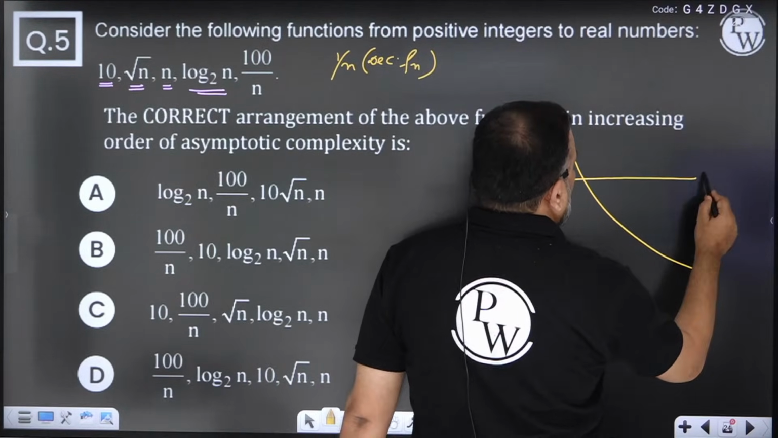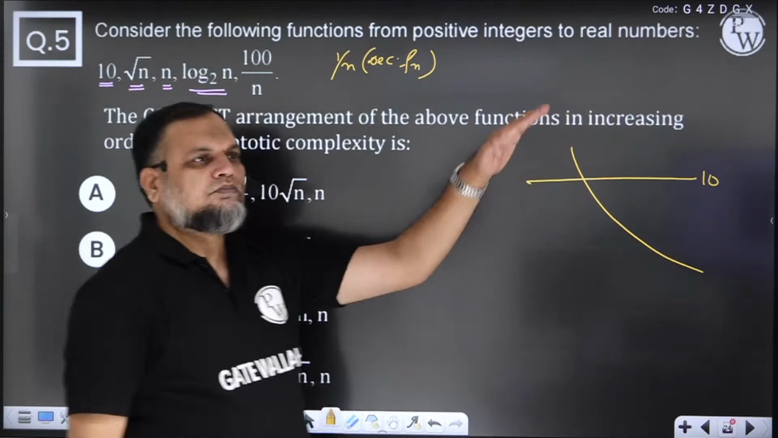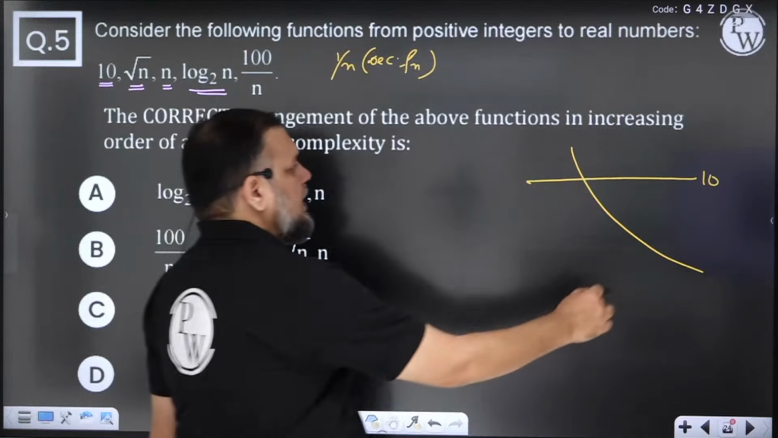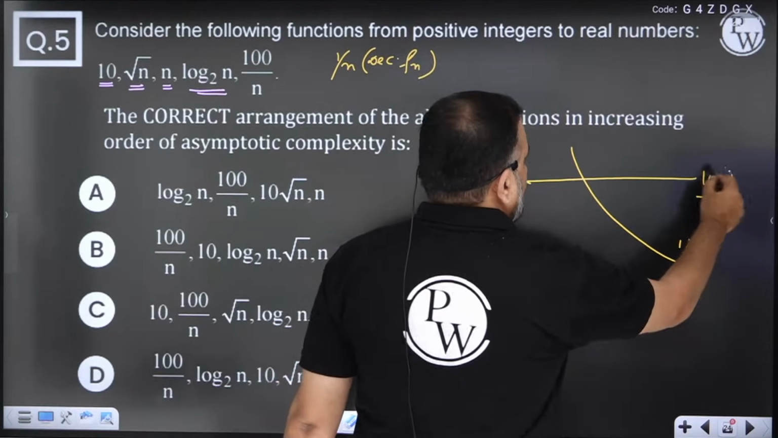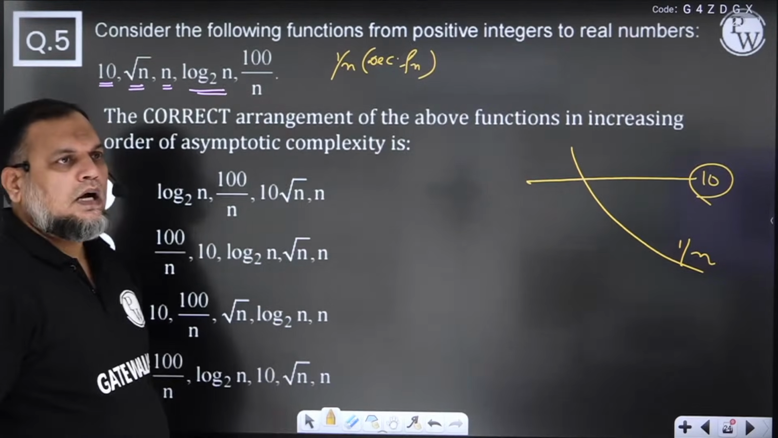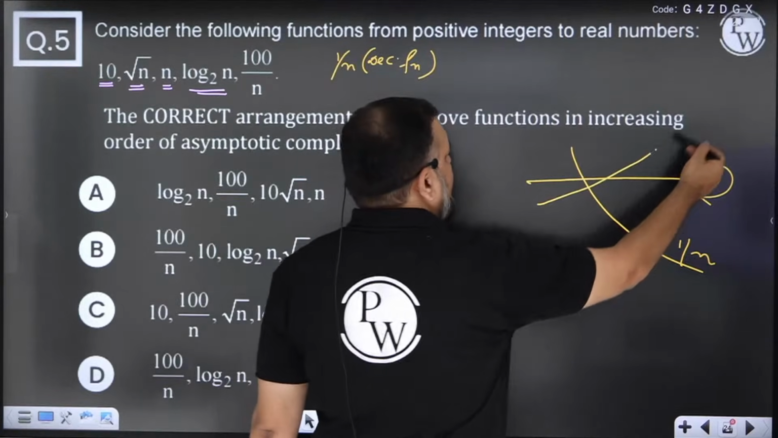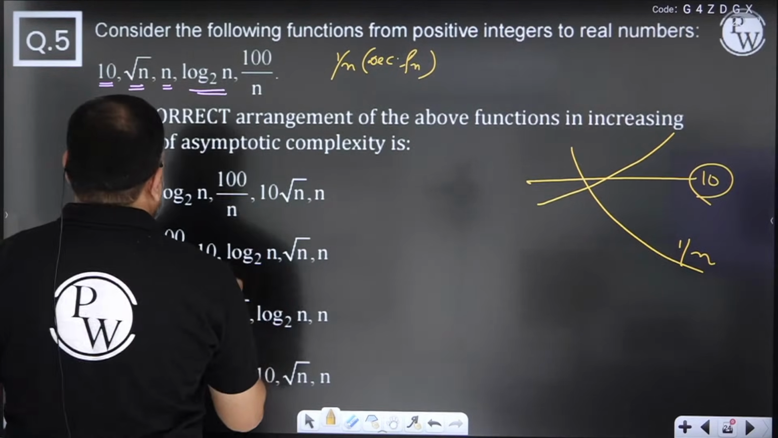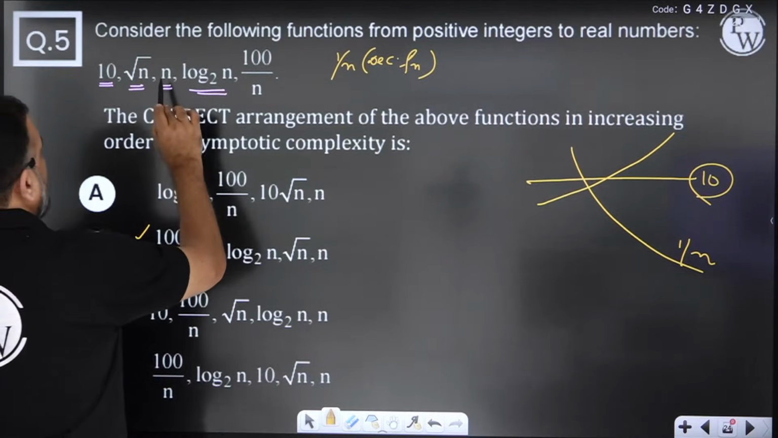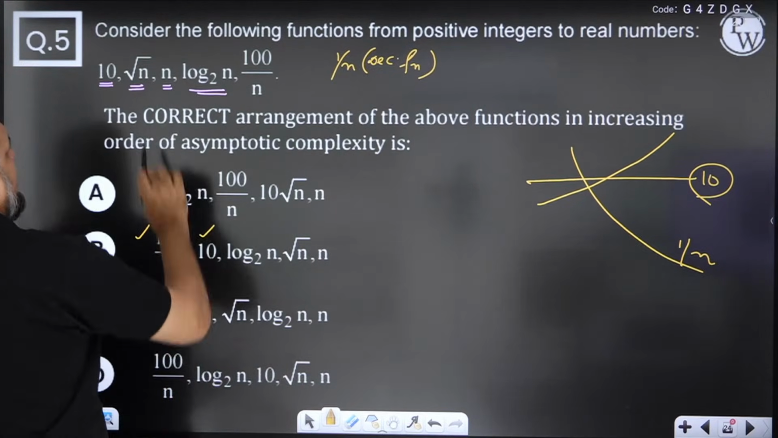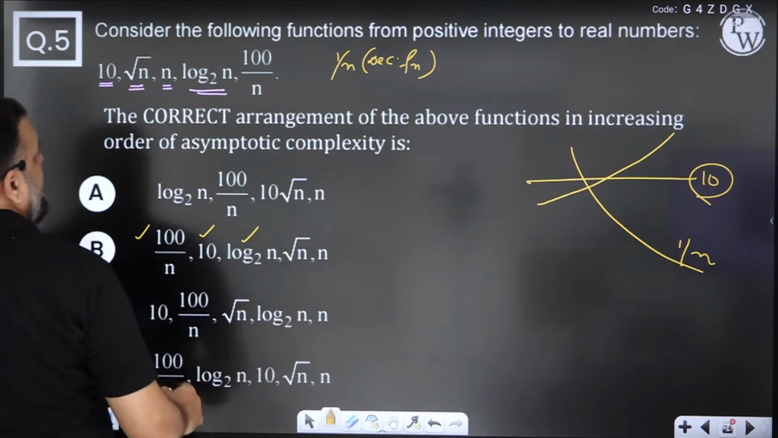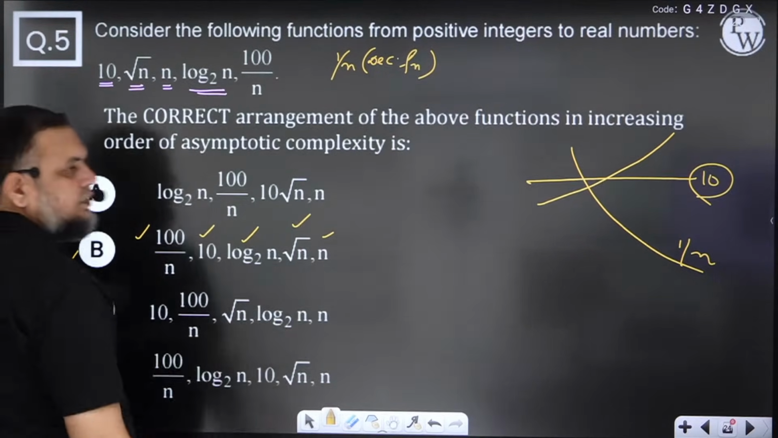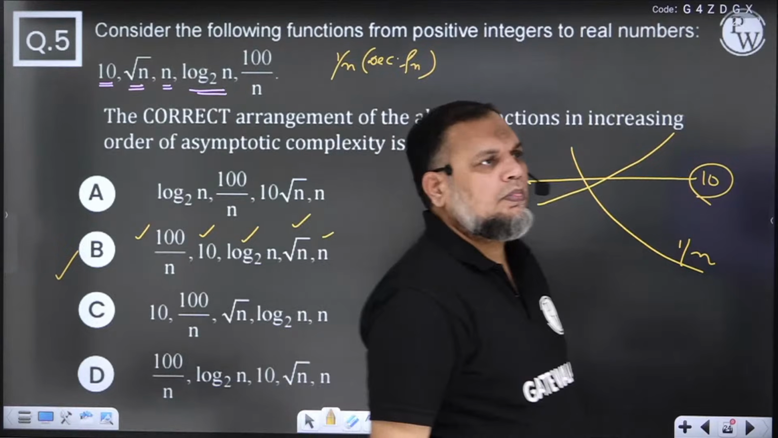Constant 10 has a constant rate of growth. This is lesser, it keeps on decreasing, like 1 by n. This is like constant 10. Other functions are increasing like this. So first will come 100/n, then 10 constant, then log n, then √n, then n. So therefore B is correct, very correct. Okay.